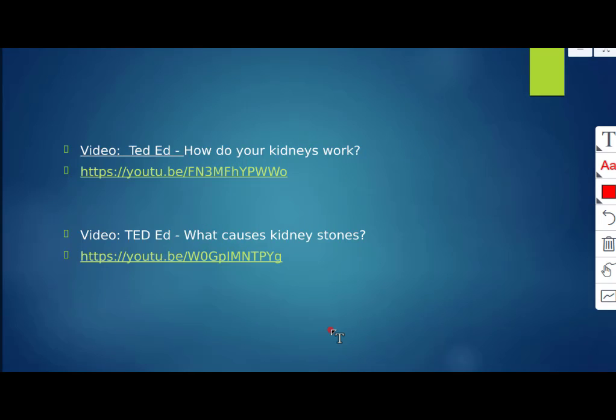There are new devices as well, where it's connected to the abdomen area, so the person can still move around while the blood is being filtered. All right, there's a couple videos here that we can watch.